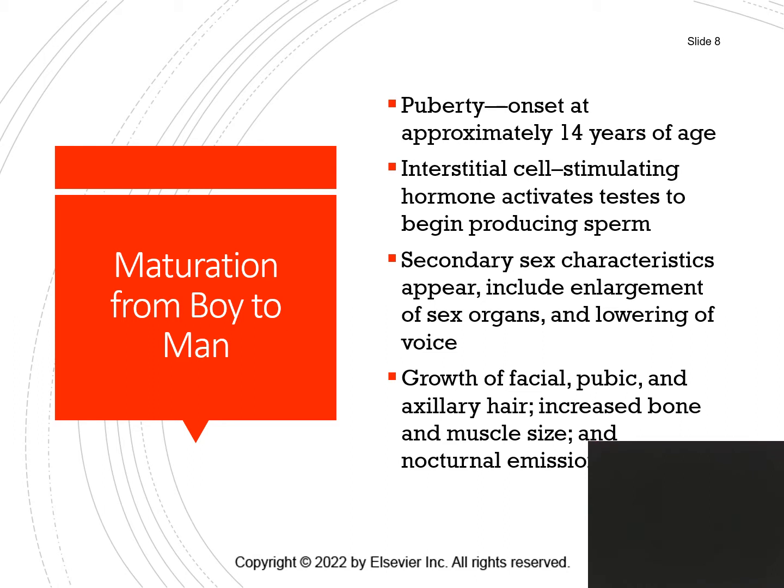Maturation from a boy into a man typically begins at puberty a little later than girls do. The average age for boys is about 14 years old. The pituitary hormone interstitial cell stimulating hormone, or ICSH, will activate the testes to produce testosterone. FSH will also play a role, and it stimulates the testes to begin producing sperm.